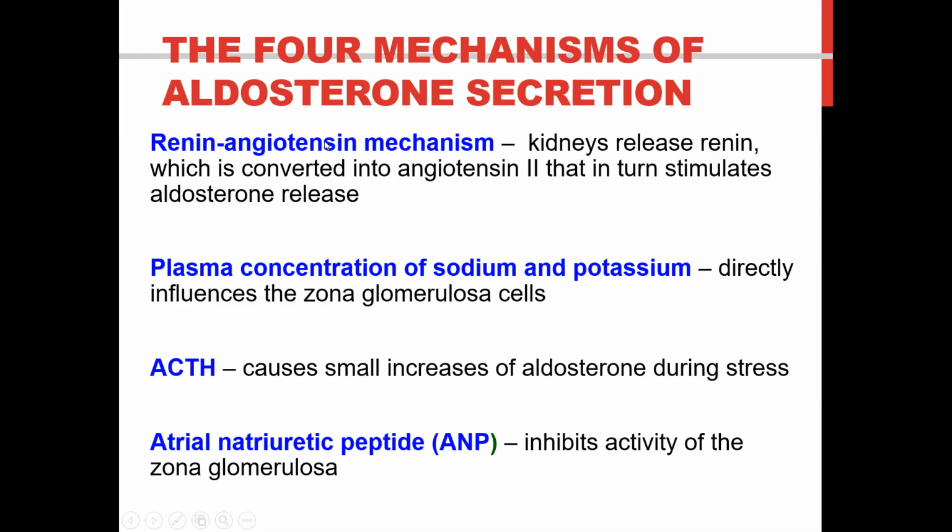First would be your renin-angiotensin mechanism, in which the kidneys, specifically the juxtaglomerular apparatus of your kidneys, will release renin. This is actually an enzyme which would convert the angiotensinogen protein from your liver to angiotensin 1. Your angiotensin 1 is actually converted by your angiotensin converting enzyme to angiotensin 2, which in turn stimulates aldosterone release.